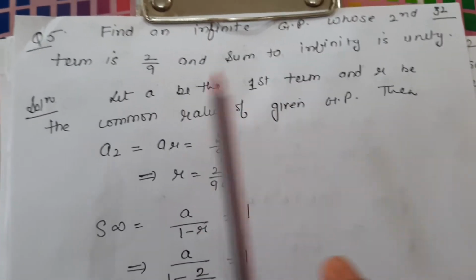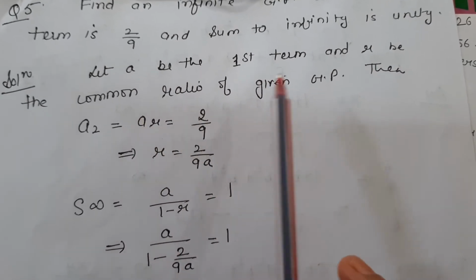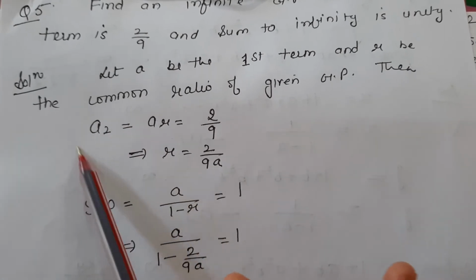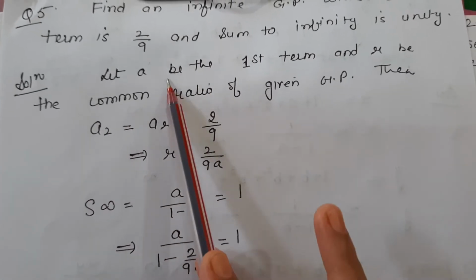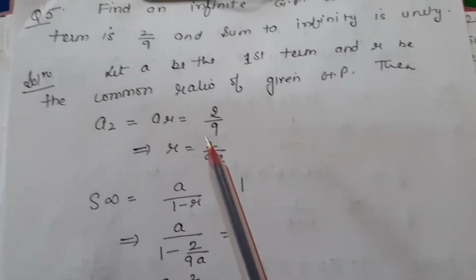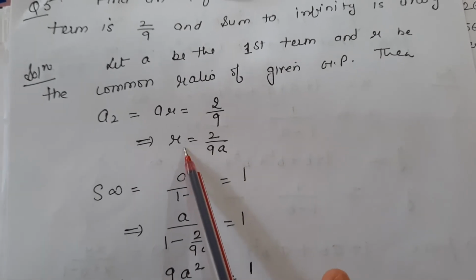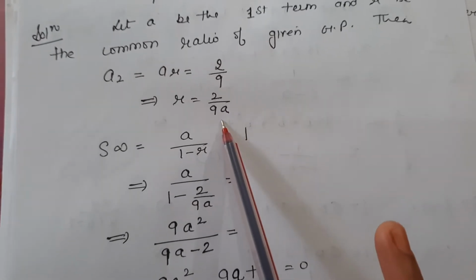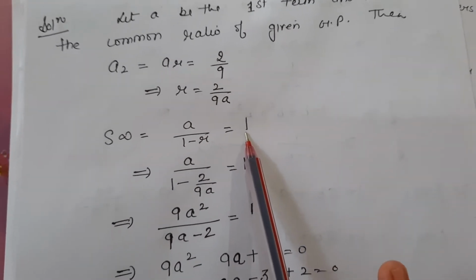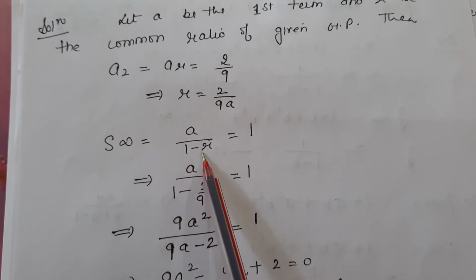Unity means 1. First we suppose that a is the first term and r is the common ratio of the given GP. Now you are given that the second term a2 is 2 by 9. If a is the first term, the second term of the GP will be a into r. From here either you can find the value of a or r. I have written r as 2 upon 9a. Now S infinity is given to be unity. Unity means 1. So apply the formula of S infinity, a upon 1 minus r.